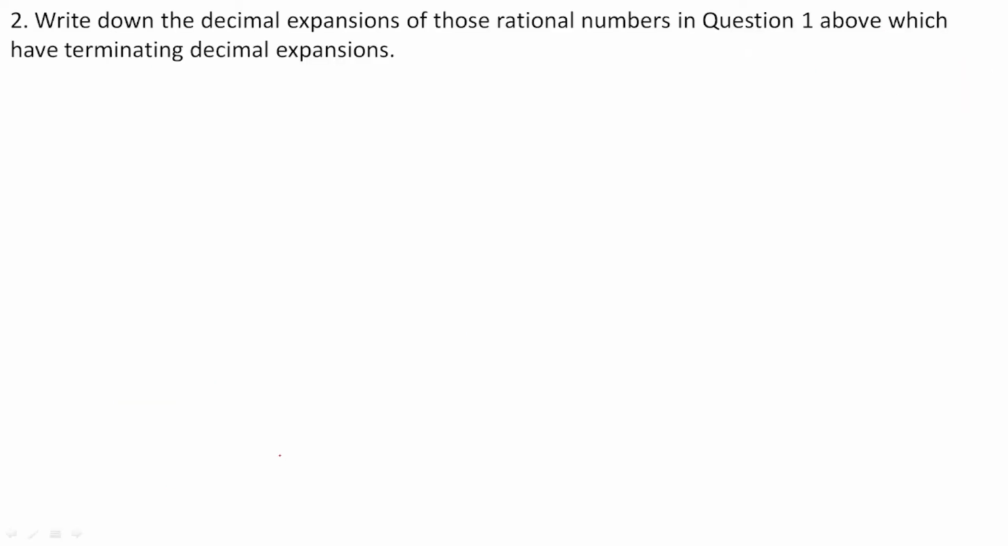So the question says, write down the decimal expansion for those rational numbers in question 1 above which have terminating decimal expansions. So just go back to the video and look at whichever numbers had terminating decimal expansions. They asked us what the terminating expansion is for each. So the first one was 13 upon 3125. When you divide this, you get an expansion of 0.00416. That is one number.